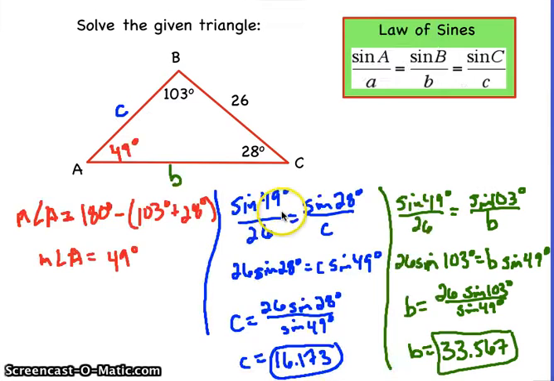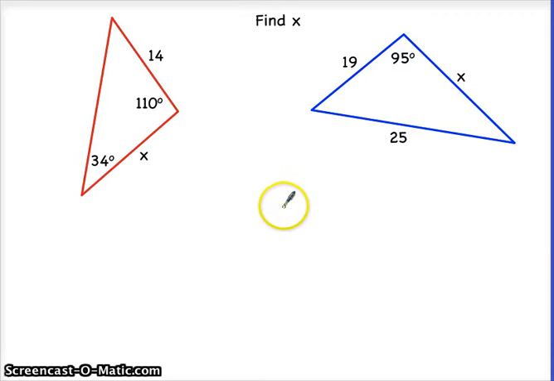Go ahead. Here's a couple more examples for you. Think about how you could use the law of sines to find x. You may not have the information directly, but remember the biggest key to the law of sines is, do you have an angle and its opposite side so that you can set up that proportion? Take a second now and see if you can set up those proportions.